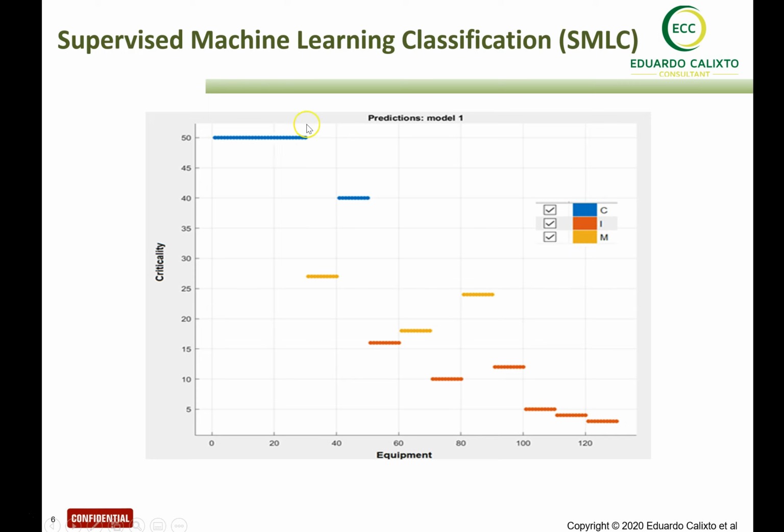Then, of course, the highest level of criticality is applied and classified for vessels, towers, tanks, this type of equipment, furnaces. And here in the middle we have a compressor or heat exchanger, and of course with lower criticality we have pumps, valves, and other equipment.